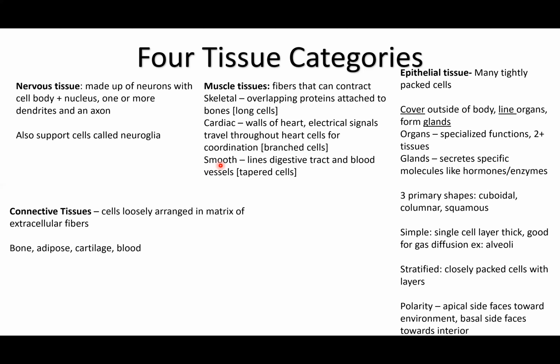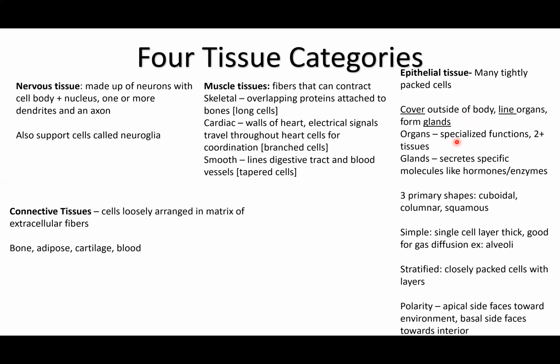And then we have smooth muscle, which lines the digestive tract and the blood vessels, and these cells are of a tapered shape. Finally, we talked about epithelial tissue, which is many tightly packed cells. 3 key concepts that you should remember about epithelial tissue is that it covers the outside of the body, it lines organs, and it forms glands.